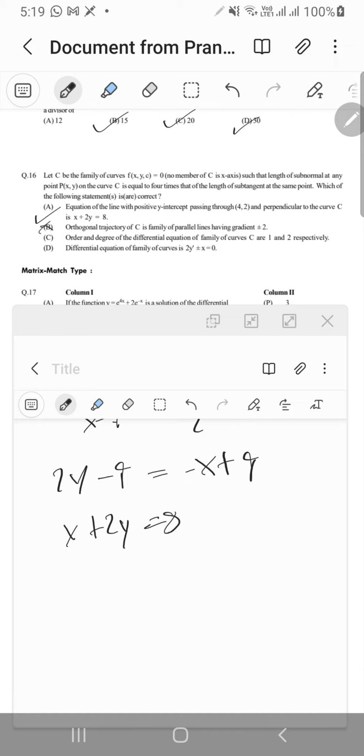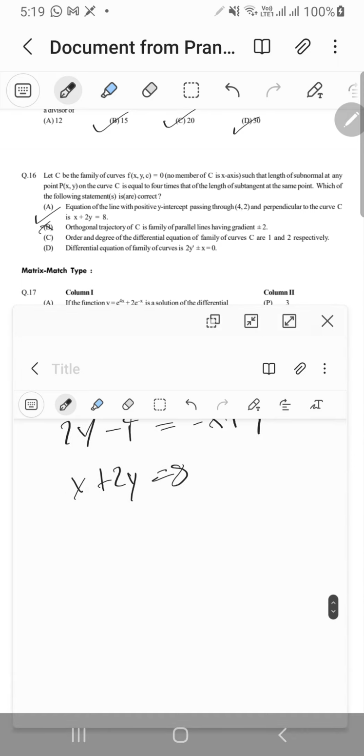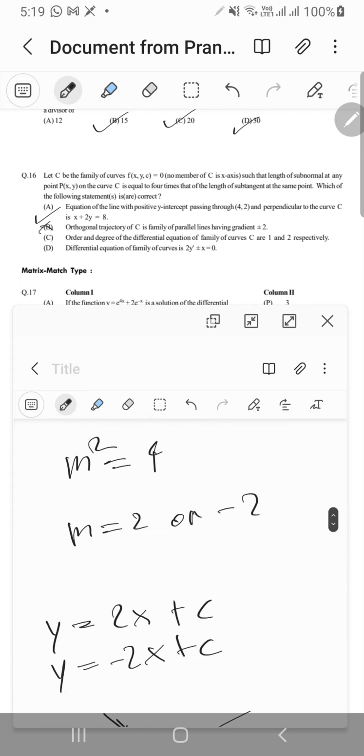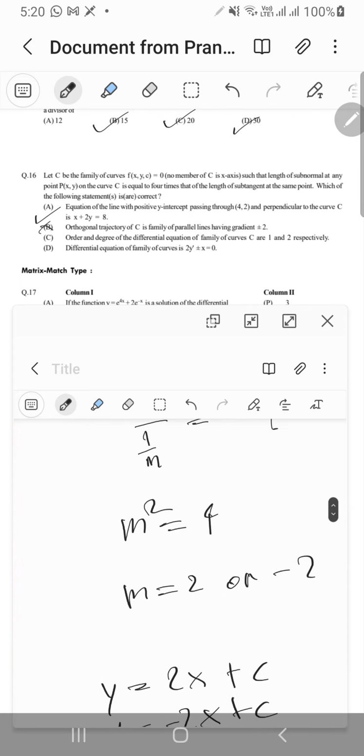Order and degree of the differential equation of a family of curves are 1 and 2 respectively. Not really. I mean, no, not quite. Just have m squared equal to 4. Wait a second. Yeah, in fact, yes, I was thinking about linear equation stuff, so that's not correct. So in fact it is correct, because m squared equal to 4 represents the whole thing. Differential equation of the family of curve is, nope, it's not the differential equation at all.